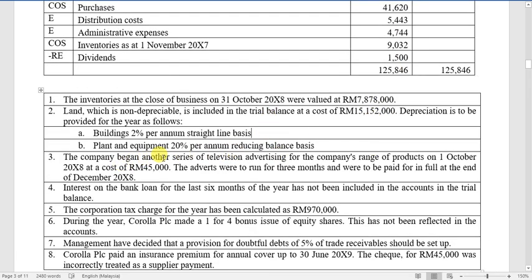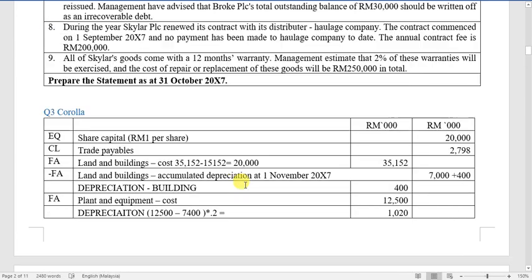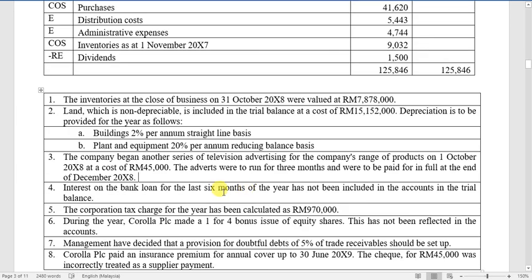Second, here they say they have another series, TV series, advertising. Your year end is when? Year end is October, right? So this one, you start on 1st of October. You pay 45,000, but this 45,000 is for 3 months. Have you paid? Questions say it's to be paid at the end of December. So means that you have accrued expenses. You didn't pay, but you already used this advertising.